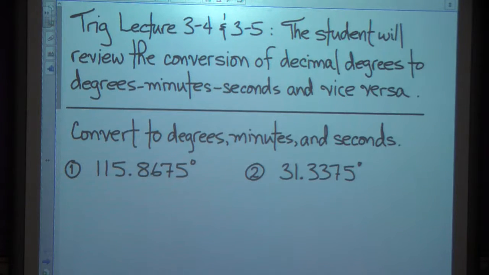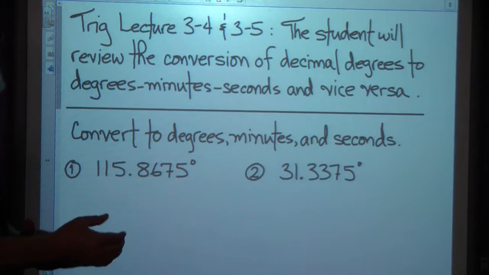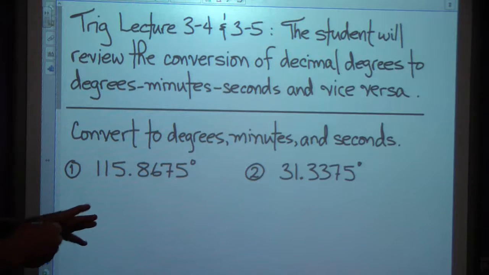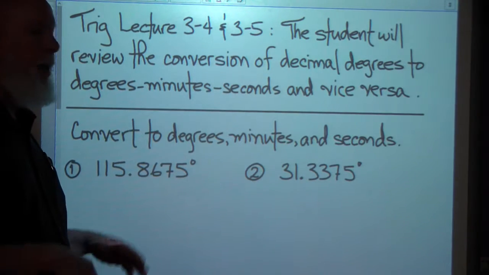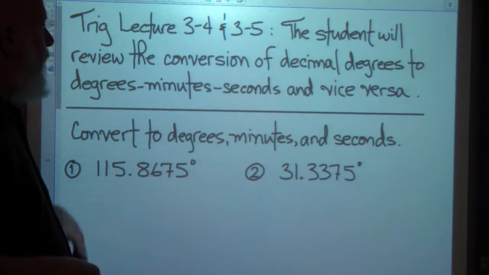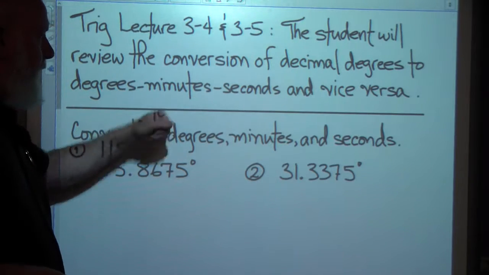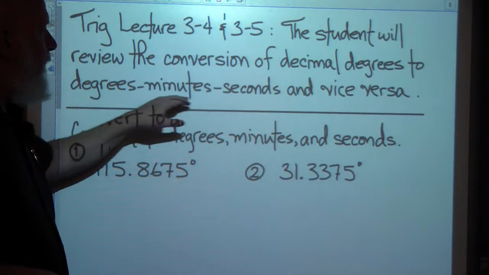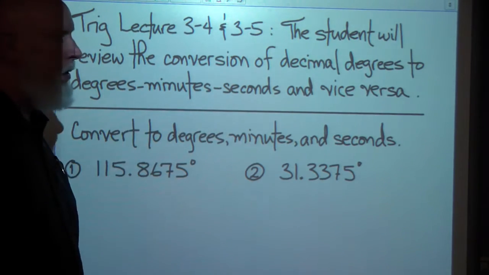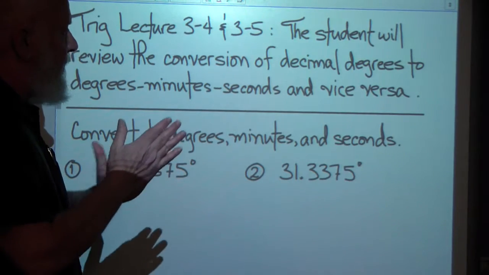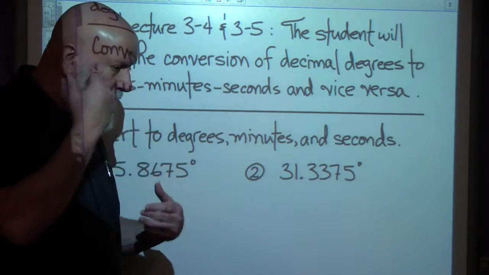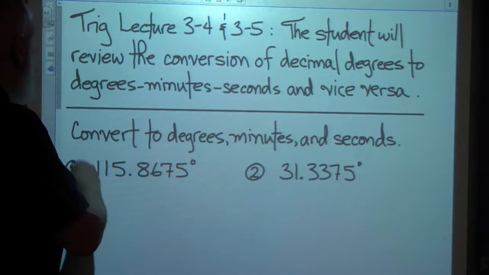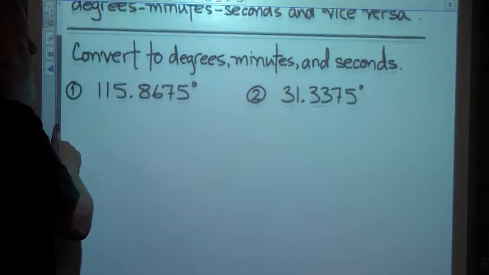Trig lecture 3435, the student will review the conversion of decimal degrees to degrees, minutes, and seconds, and vice versa. So we're going to go from decimal degrees to degrees, minutes, and seconds, and then we'll be given degrees, minutes, and seconds, and we'll change them to decimal degrees. This is stuff we've done in the past, but you need to review it every now and then to keep it fresh. But here we go.